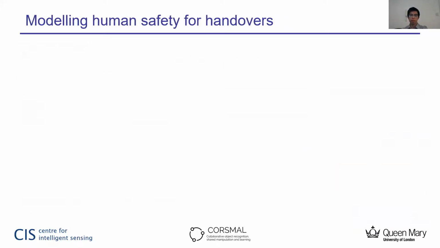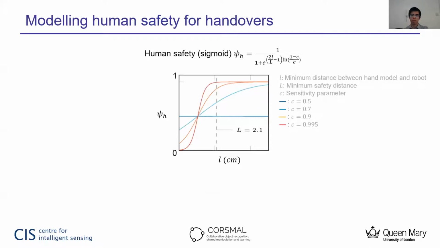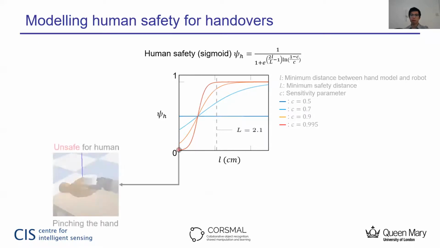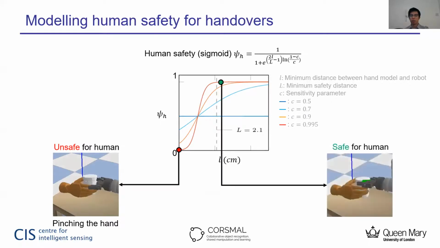To compare the safeness of different algorithms for human-to-robot handovers, we define safety measures for both the human and the object. To measure the safety of the human, we use the sigmoid function, which indicates when the minimum distance between the hand and the robot is less than a safety distance, L. If the human safety is low, this indicates a collision between the robot and the human, and the handover is unsafe for the human. Otherwise, if human safety is high, the robot is unlikely to harm the human.